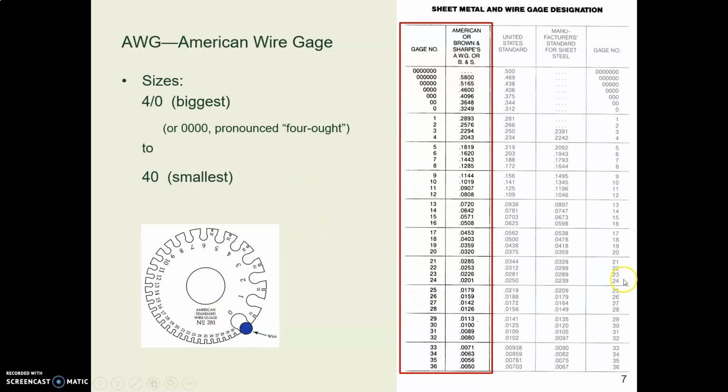Anyway, there are several different systems of measuring sheet metal and wire, and so the one we use is AWG. A big number means a small wire size, so 40 gauge is a small wire. A small number, like 1 or 0 or even 4 zeros, which is called 4/0, a small number means a big wire. So small number, big wire, big number, small wire.